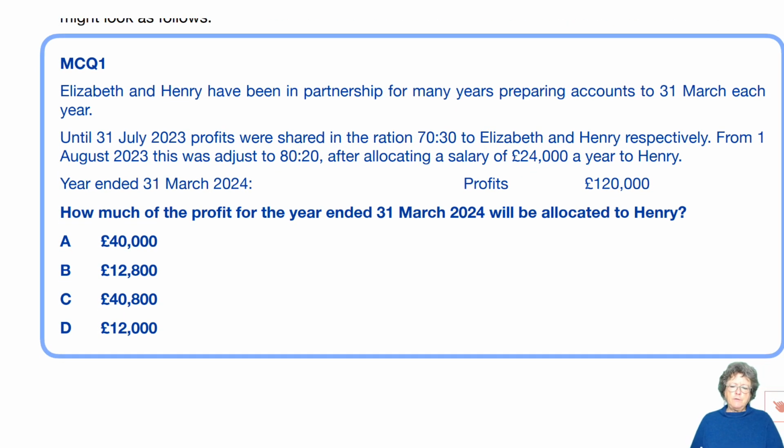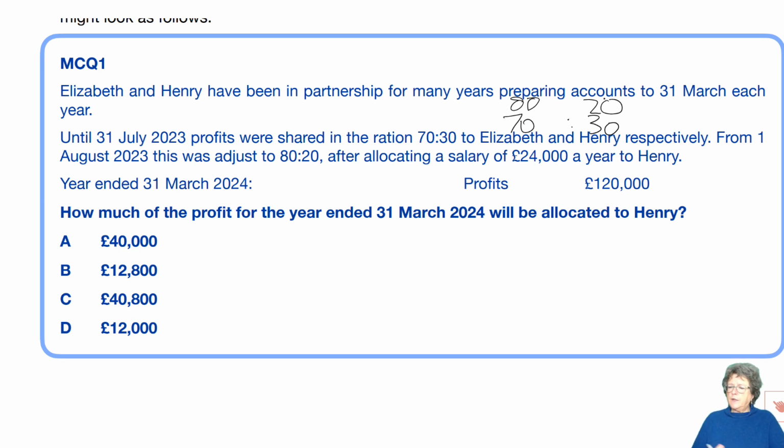Elizabeth and Henry have been in partnership for many years. They prepare accounts to the 31st of March. Until the 31st of July, they shared 70-30 to Elizabeth. So she's getting 70, he's getting 30. From the 1st of August, it was changed to 80-20. And we have profits of 120,000 in total.